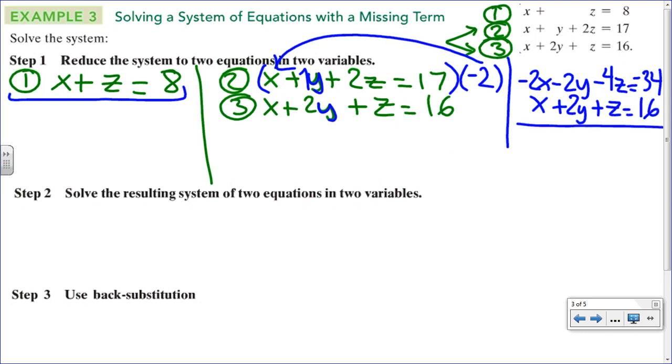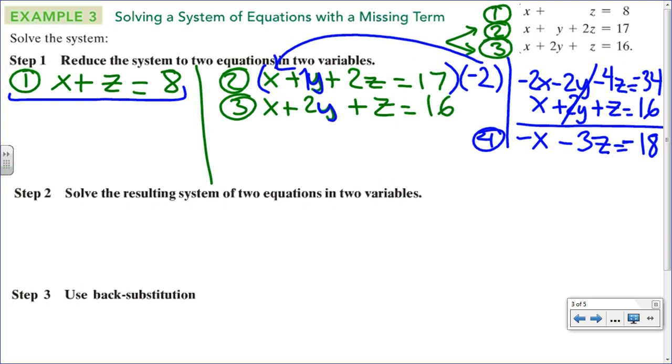And then we're going to combine like terms. So here we will get 0y. Negative 2x plus x is negative x. Negative 4z plus z is negative 3z. And negative 34 plus 16 is going to be negative 18. Okay, so that will be our equation number 4.